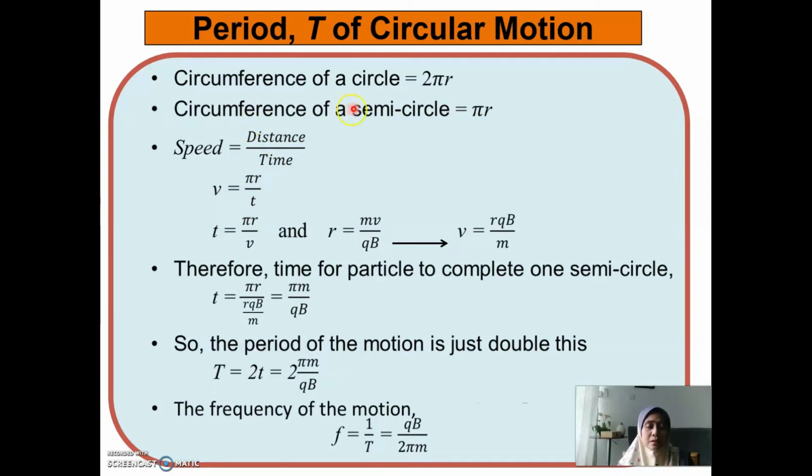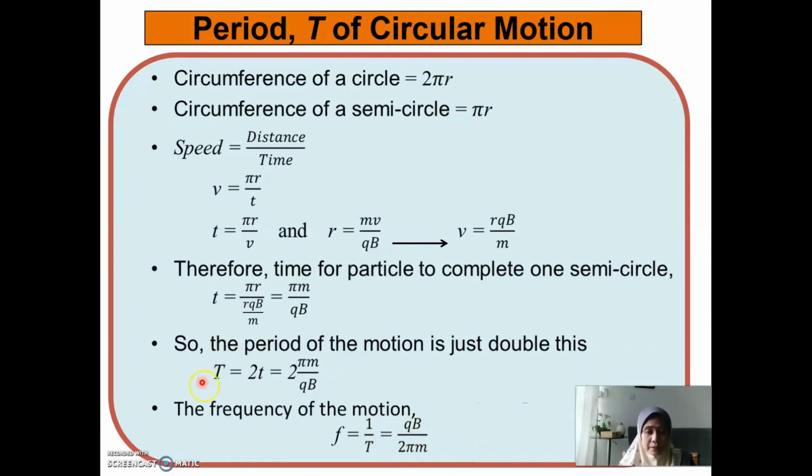This one, you just derive. For a semicircle, the circumference is half of the complete circumference 2 pi r, so it is pi r. At the end, the period of the motion of the charged particle in the magnetic field is T equals 2 pi m over qB. Then to find the frequency, f equals 1 over T. So at the end you will get qB over 2 pi m.